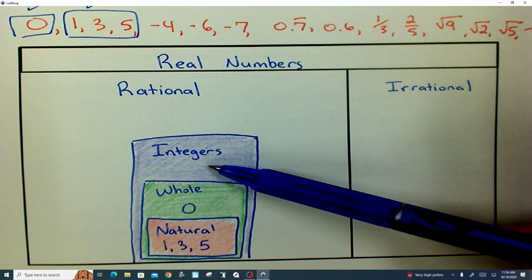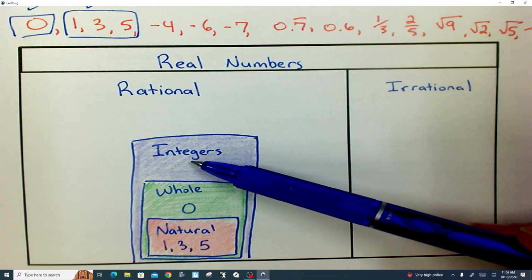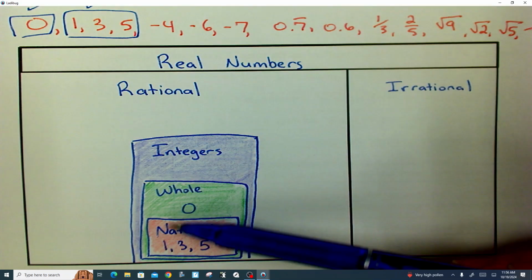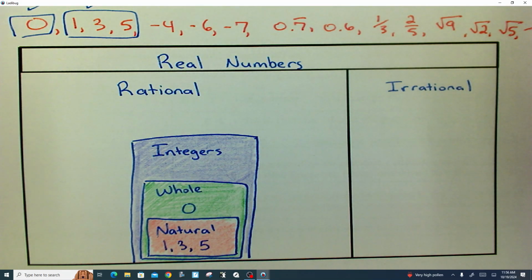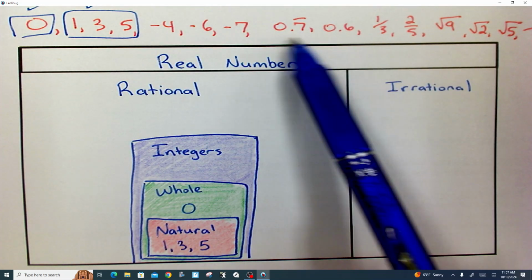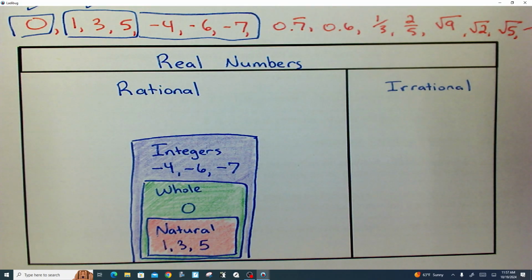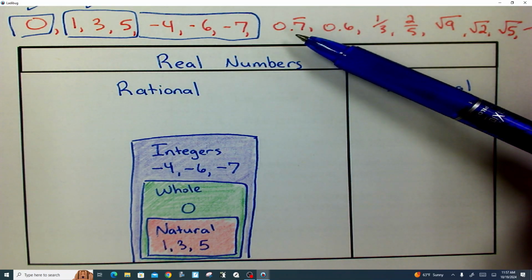Basically, it's going to be our negative whole numbers that we'd be putting into this box, and then we'd be able to combine it with the green and the red to say, hey, these are all integers. So looking at the top, what do we have to put in? -4, -6, -7 as examples.